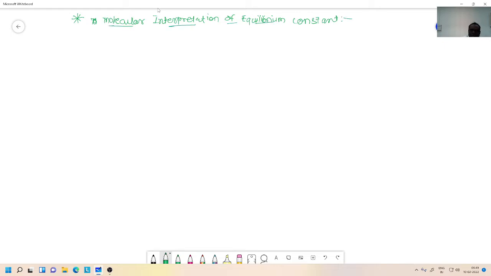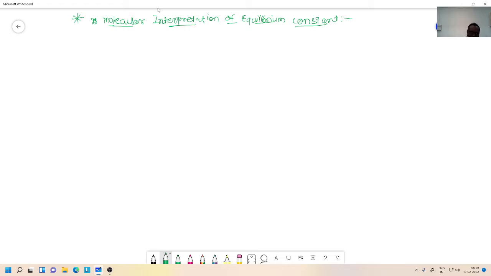Now, when we learned the physical significance of the equilibrium constant, the equilibrium constant is the only term, when the equilibrium is attained, that determines the composition of the reaction mixture, that is the reactant as well as product. How much reactant is there and how much product is there, that determines the equilibrium constant, and that is only a function of temperature, right?